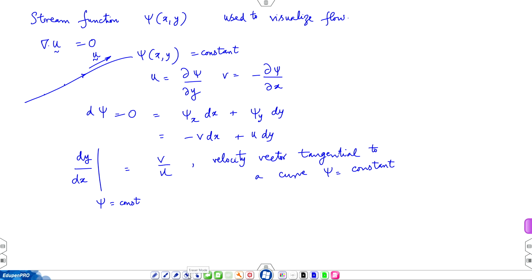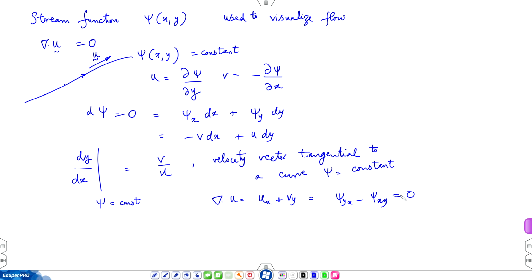So, if you substitute the definition of psi in the continuity equation, del dot u equal to 0, it's u x plus v y, but u is that derivative psi y and v is the derivative minus psi x. You substitute, so this is equal to psi y x minus psi x y, which is automatically 0.